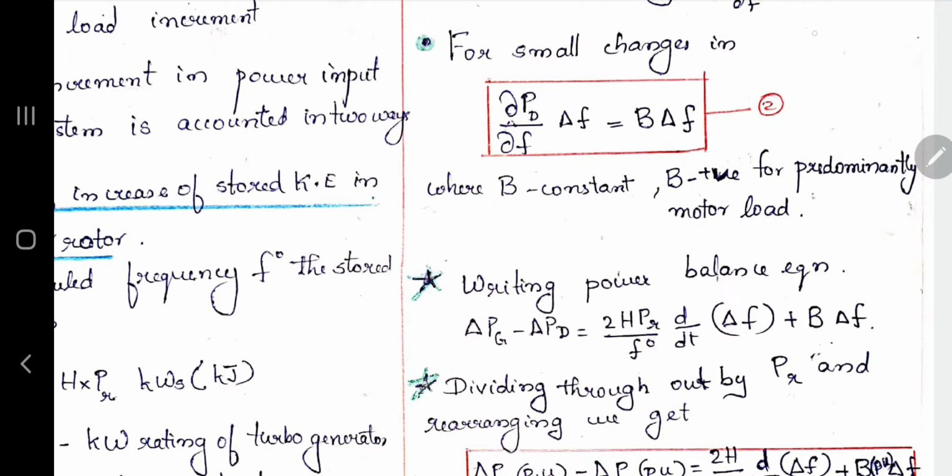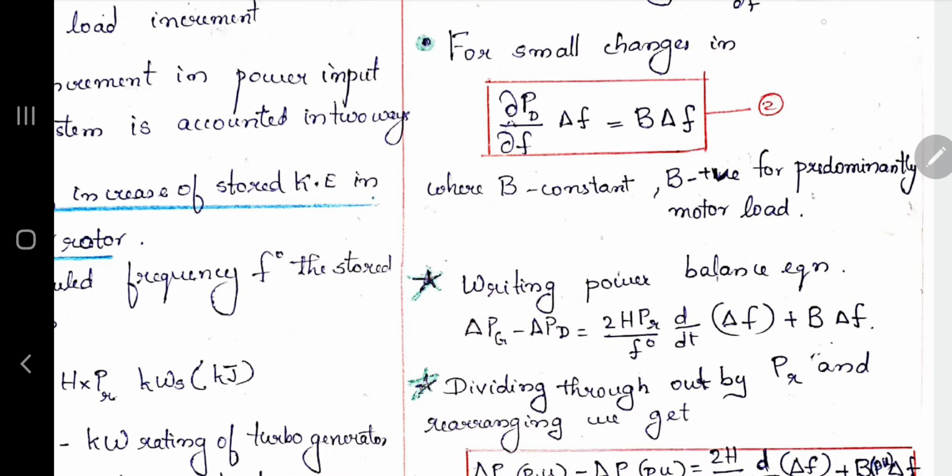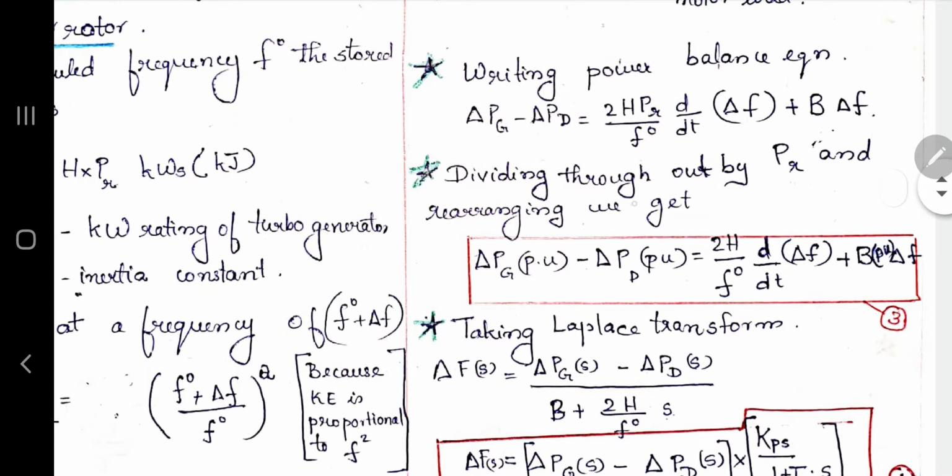Now we are going to combine these two equations, which are ΔPg minus ΔPd. ΔPg means the increment in the power generated, and ΔPd is the increment in the load. So these two are equated with the rate of change of kinetic energy with respect to frequency and the rate of change in load with respect to frequency. Then we divide throughout by PR, the rated power. The whole equation is divided by PR.